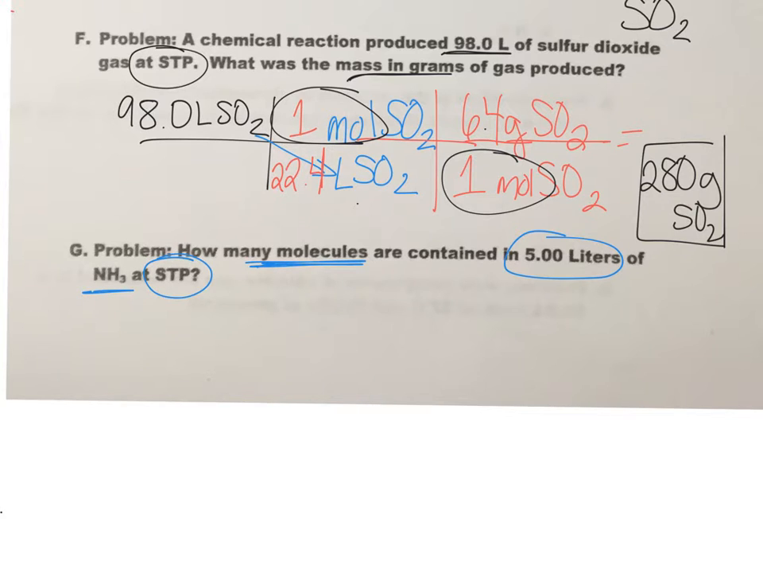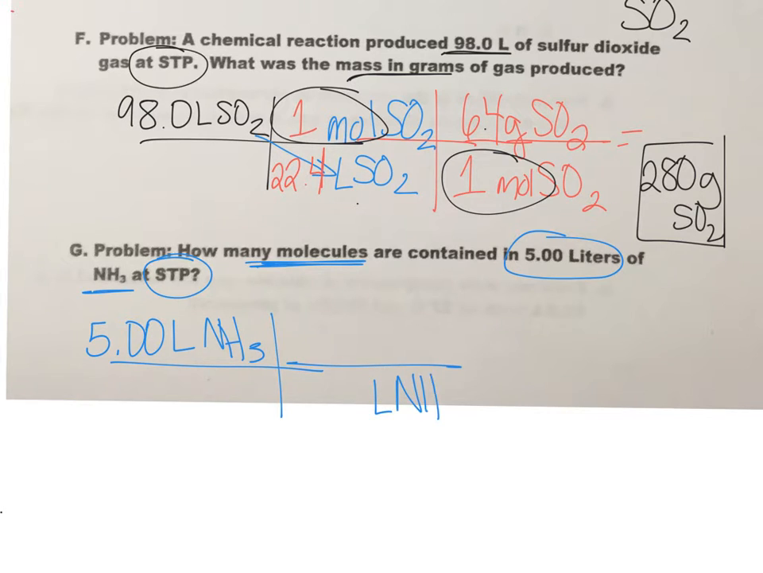Are contained in 5 liters of NH3 at STP. All right, so, by the way, who is NH3? Ammonia. No, ammonium. That's NH4. All right, cool. So we're going to start with our 5 liters of ammonia. Words are going to come down and to the right. I'm going to go, there is not something that goes from liters to molecules. So I'm going to go back through moles.